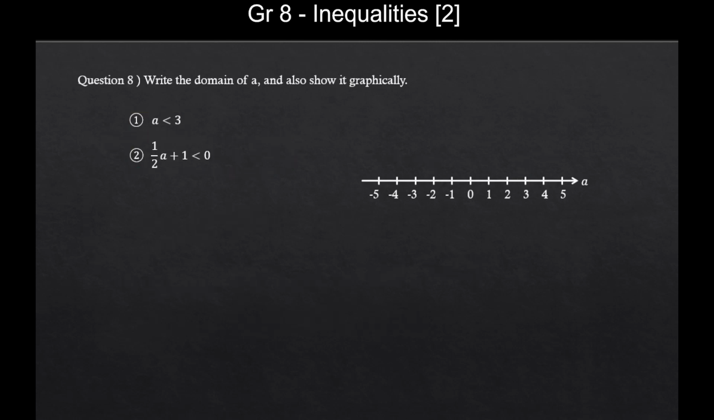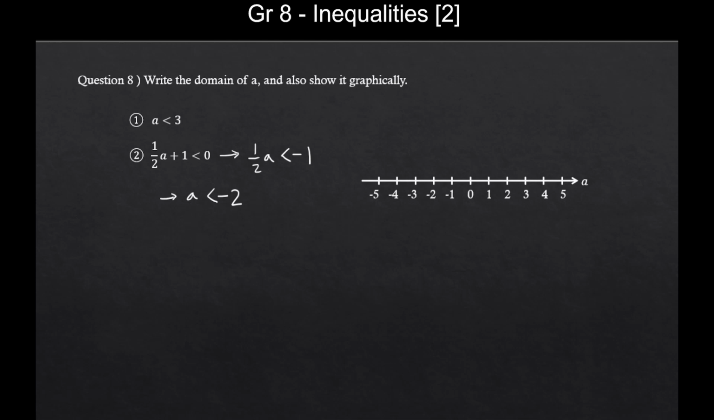Alright, let's continue. We have again two inequalities. The first one seems okay. A is smaller than 3. That looks good. The second one, I guess we'll have to change a bit. We should move the plus 1 first, right? So if we move plus 1 to the other side, it's going to be 1 over 2a is smaller than minus 1. And then we'll have to multiply both sides by 2, right? So a is going to be smaller than minus 2. So now we are all good. We have two good inequalities.